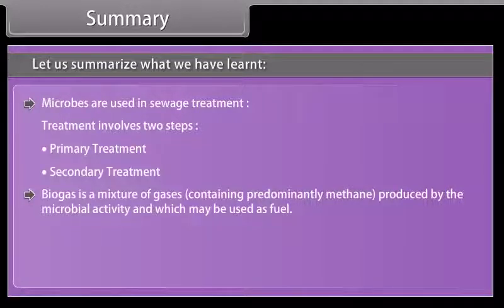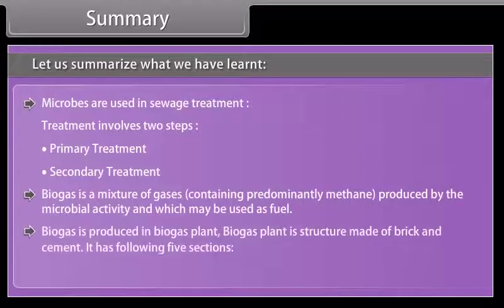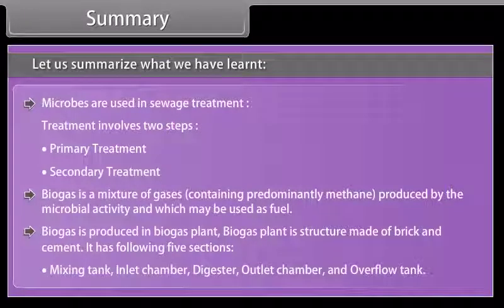Biogas is a mixture of gases containing predominantly methane produced by the microbial activity and which may be used as fuel. Biogas is produced in a biogas plant. Biogas plant is a structure made of brick and cement. It has the following 5 sections: mixing tank, inlet chamber, digester, outlet chamber, and overflow tank.